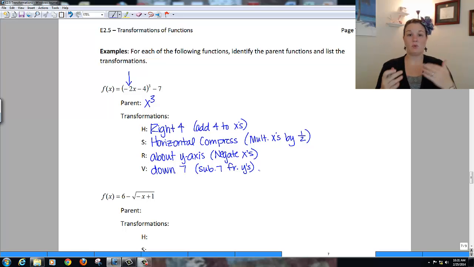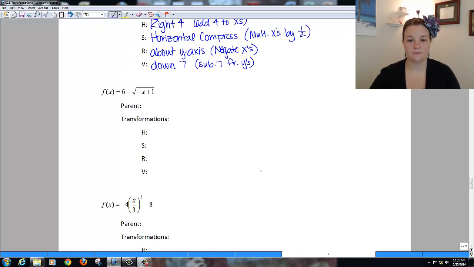Okay, so this is the same process. The only thing is I threw in the horizontal compress and showed you what you would do in an XY table if you were going to do that. And we'll do an example here in a minute where we actually work it all out. I just want you to be okay on identifying the transformations that are happening. Let's look at the second one.